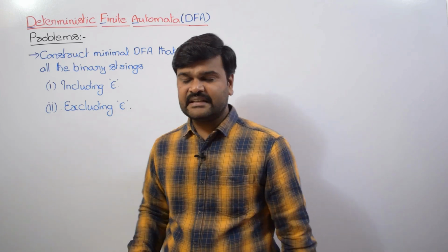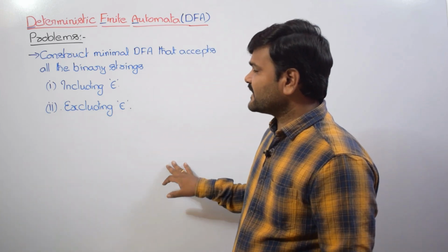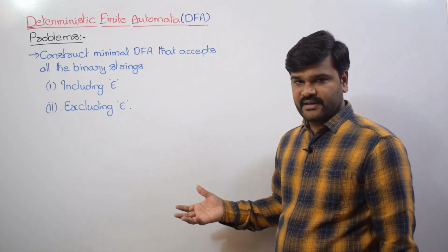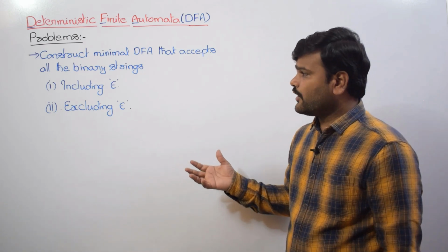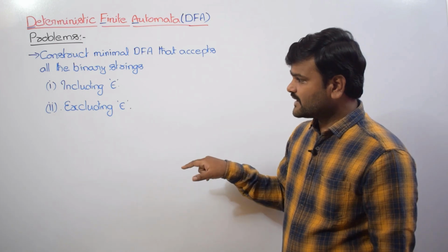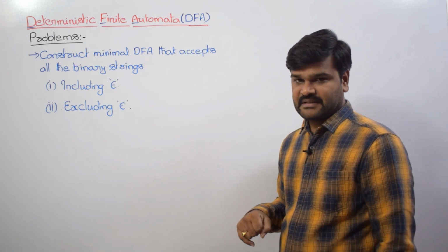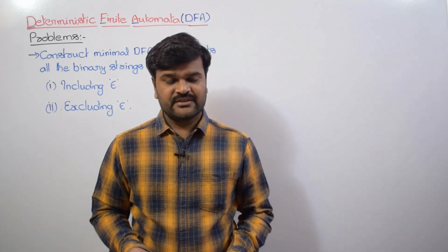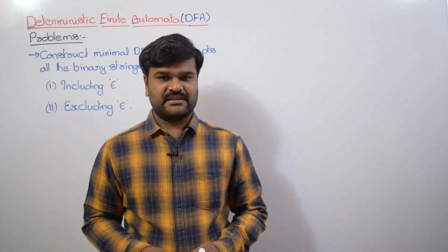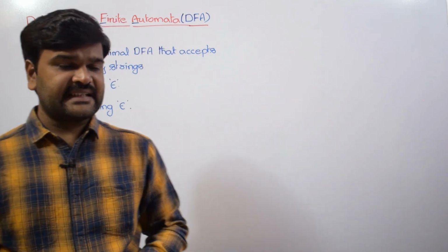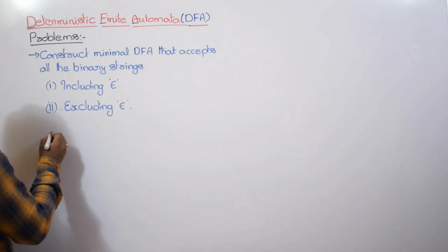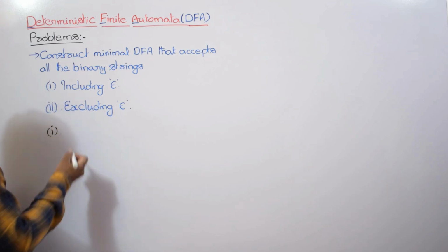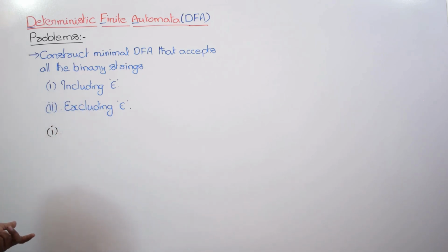So try to understand. This is the first question: we are going to construct a minimal DFA that is accepting all the binary strings, including epsilon and excluding epsilon. As we know, epsilon means a 0 length word, which we represent with this epsilon. So now let us try to understand. The first one is including epsilon.